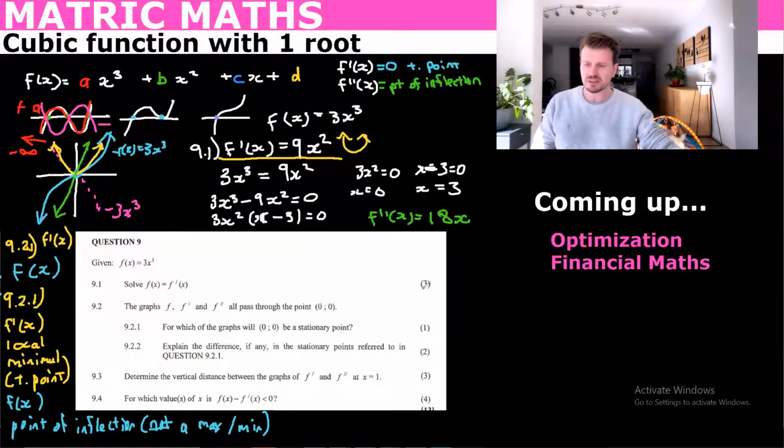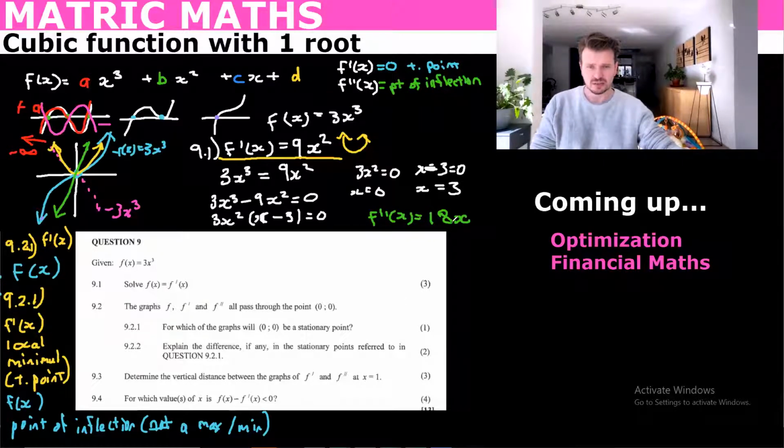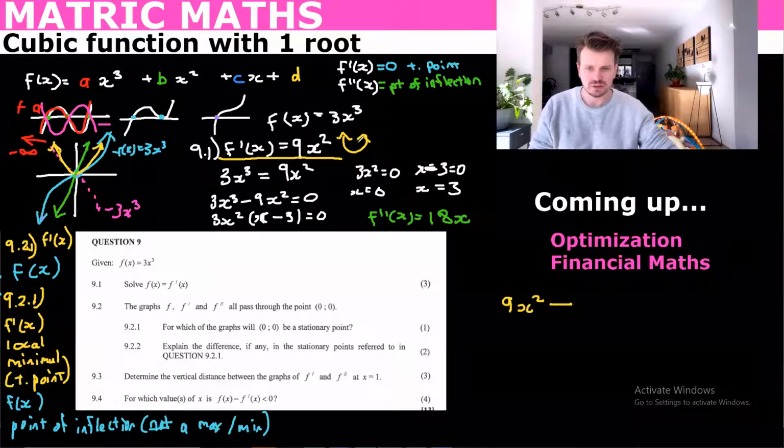Okay, 9.3 says determine the vertical distance between f dash of x and f double dash. So when we find the distance between 2 graphs, all we do is we take the functions of the graphs and we just subtract them from each other. So that's what I'm going to do here. So f double dash of x, second derivative was 9x squared. We got that. And we're going to subtract the second derivative, which is our f, which is our 18x. So we're going to subtract 18x. Let's do that in green.